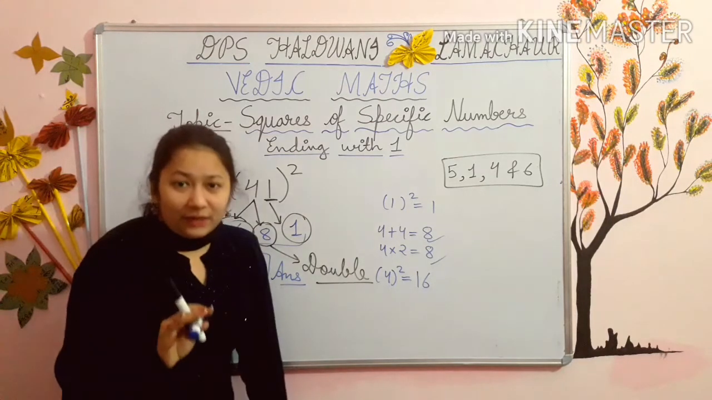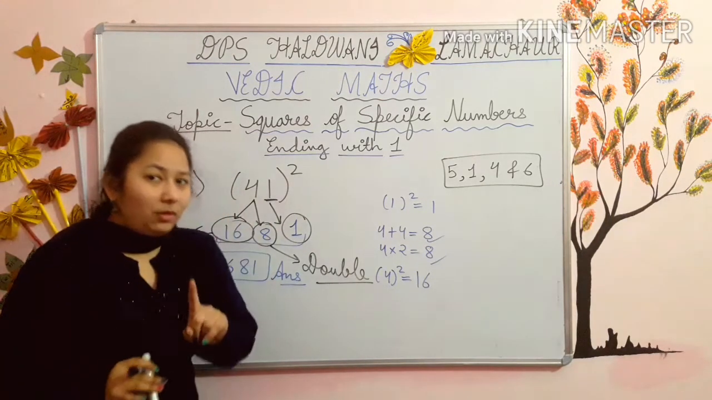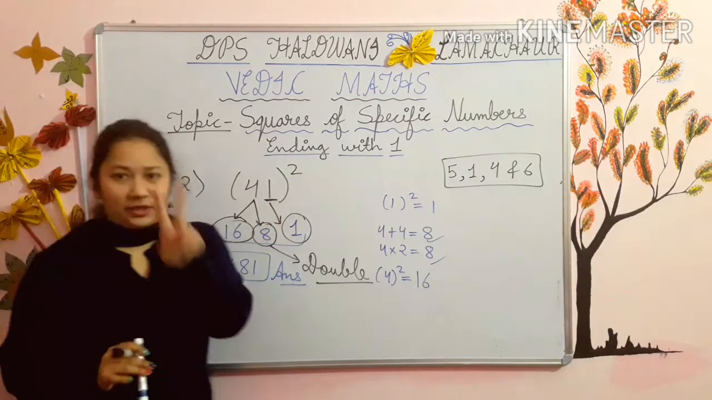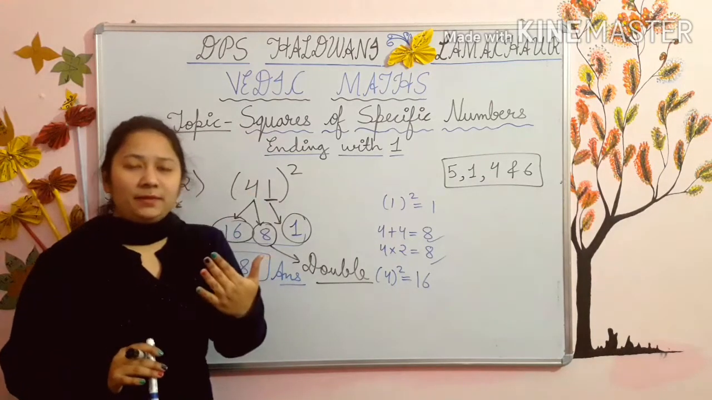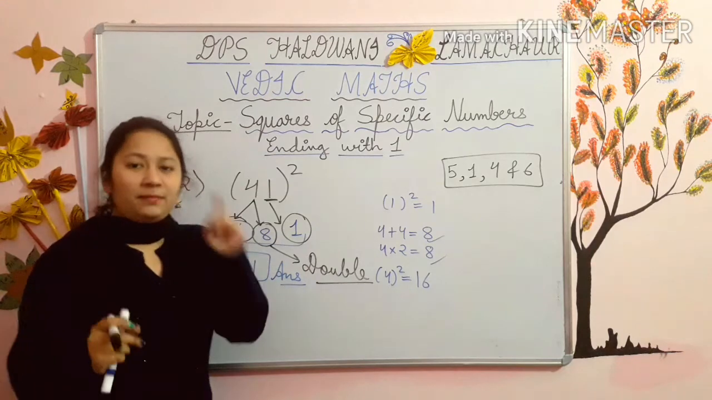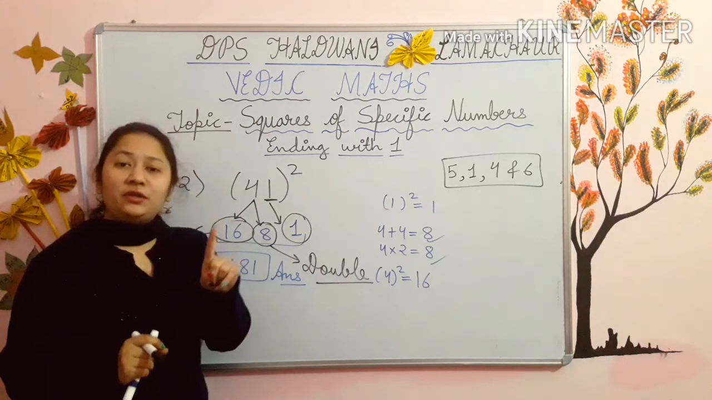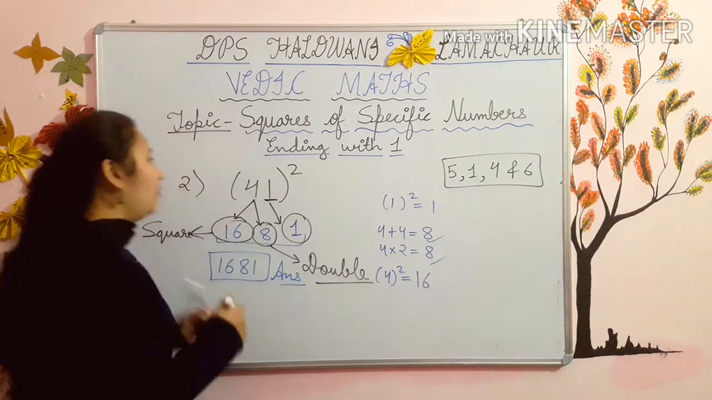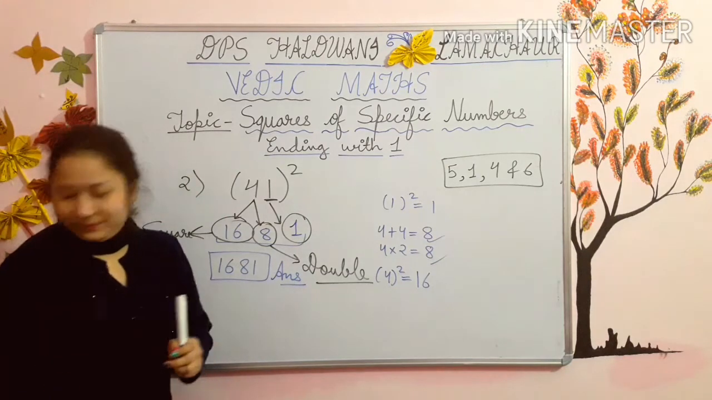I think students you are getting this. Students, don't skip the video, just watch the next sum also, because this is a 2-digit number. In a 3-digit number, there is some slight difference. Please don't skip the video, watch the video till last. Now we will move to our third sum.